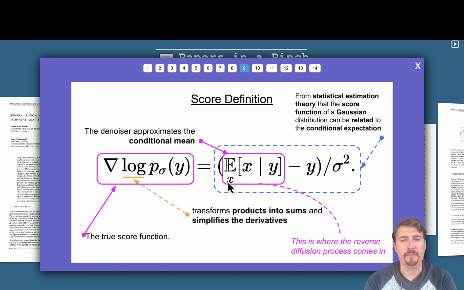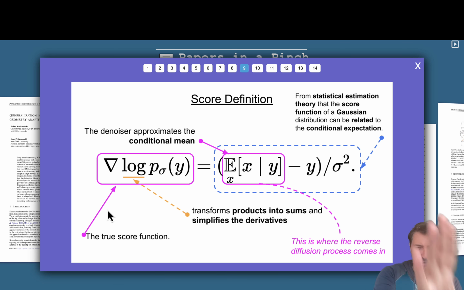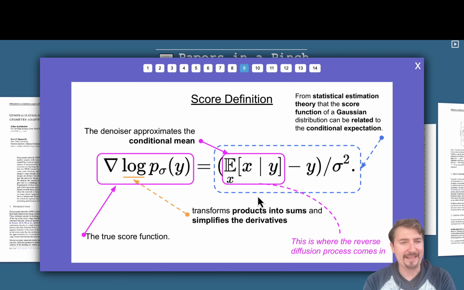And a lot of this just comes from this whole expression. This is not just the authors, right? This comes from statistical estimation theory. The score function of a Gaussian distribution can be related to the conditional expectation. So it's more of a definition that's used. Why do we use logs? A lot of you probably know this already, but you're transforming products into sums, and that's going to simplify the derivatives. And so it's a convenient way to define the score function. Okay, so if the left side is the true score function, and the way that you get at that is by trying to learn a conditional mean as per statistical estimation theory, then this is what we're after, okay?